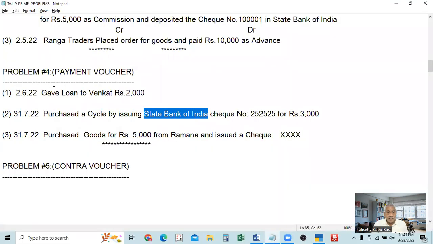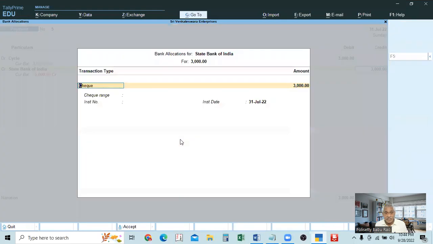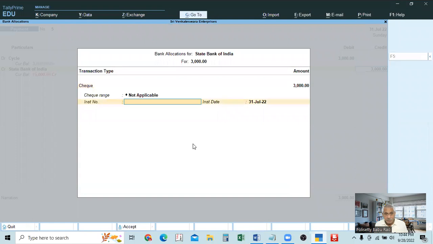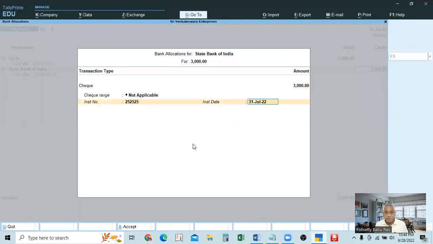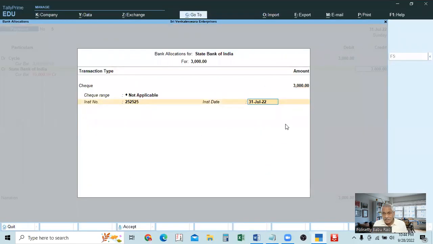How did you pay? In the case of Venkat loan, we paid cash. In the case of buying the cycle, we paid by check of State Bank of India. So we have to select State Bank of India, 3,000. Then what do you give? Check. For the check you have to give the amount and the check instrument number, 252525. The date will be the same date as the check. But sometimes we prepare the check in advance, 1 or 2 days before. So the date written on the check we have to enter here.